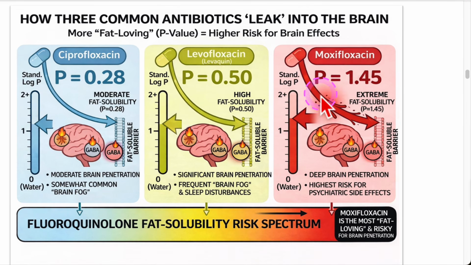This is just another great graphic. This is the log P value. We have the log P of ciprofloxacin, which is 0.28, levofloxacin, which is 0.5, and then we have the strongest one, moxifloxacin, which is 1.45. As you go from here to here, obviously the value is higher. So when you go to these other medications, the absorbability into the fat is higher.